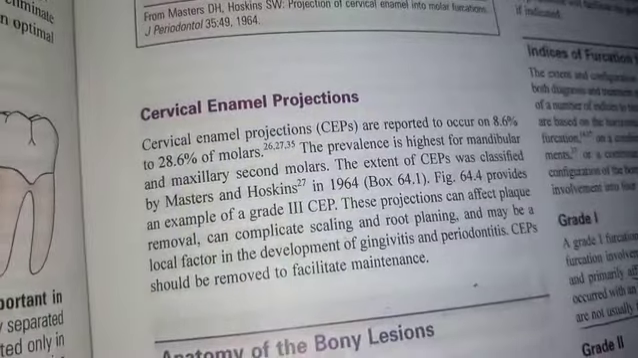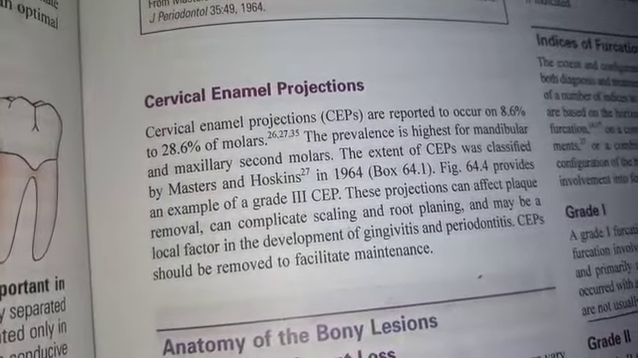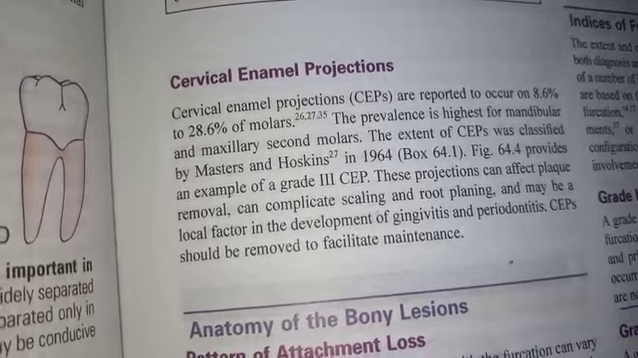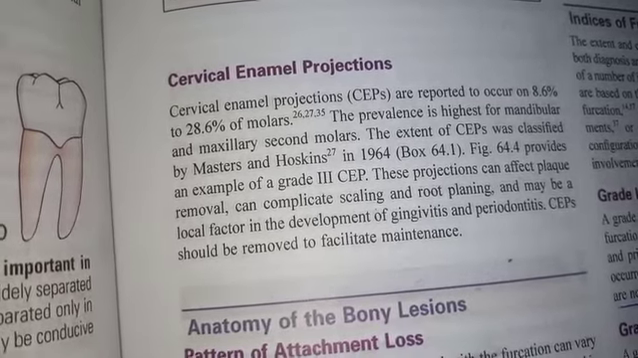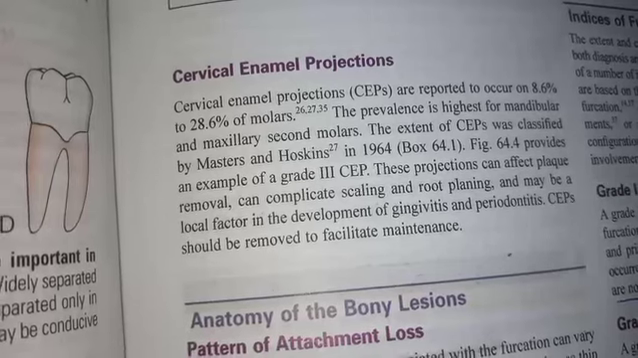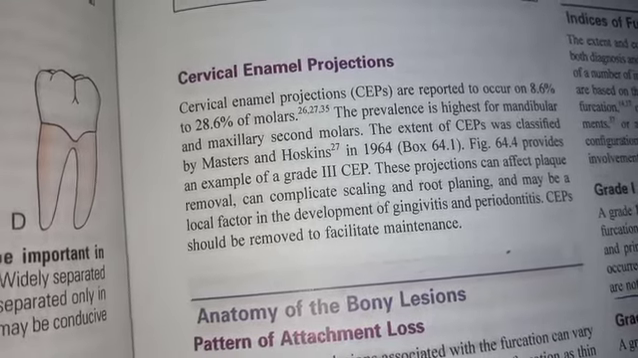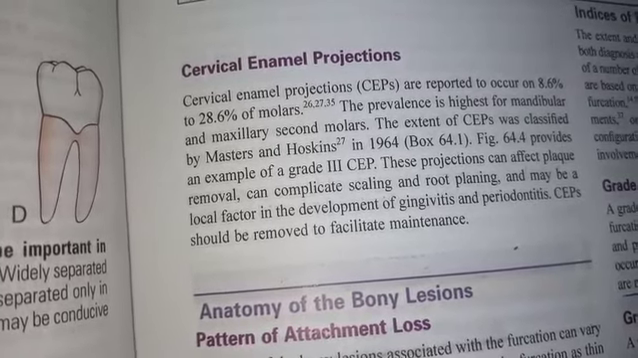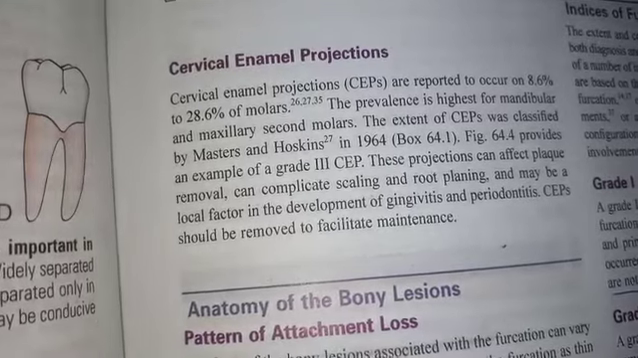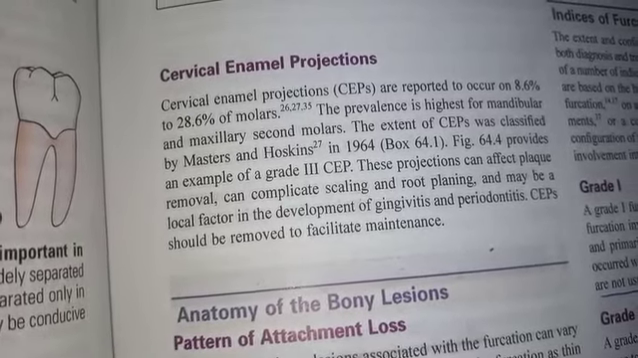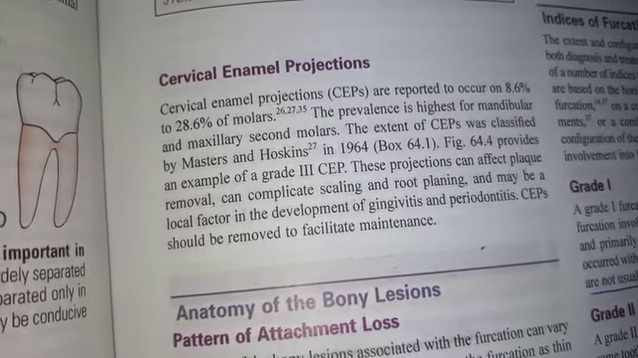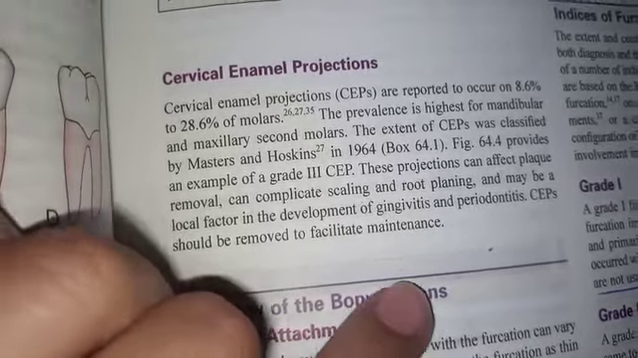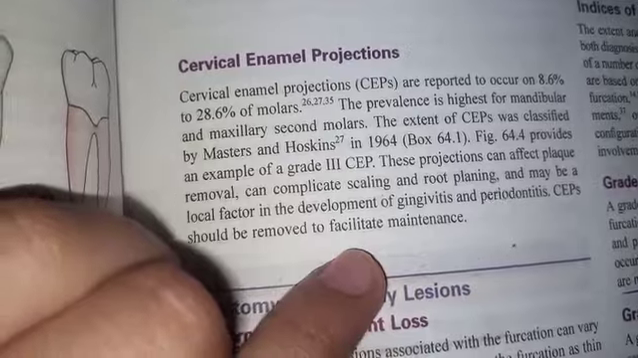Then moving towards the cervical enamel projections, these are reported in 8.86% to 28.6% of molars. The prevalence is highest for the mandibular and maxillary second molars. Then you have a classification of this, and according to this we do the treatment. The projection can affect plaque removal, which complicates scaling and root planing, and may be a local factor in development of gingivitis or periodontitis. But if you resolve this, it can facilitate maintenance.